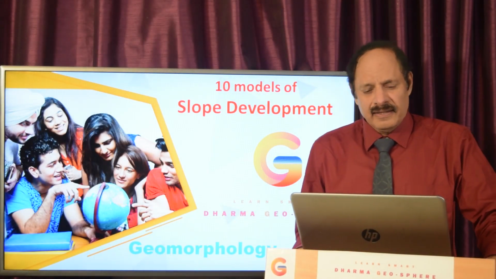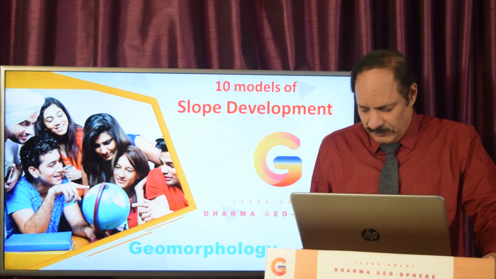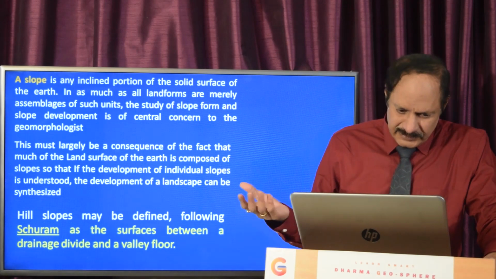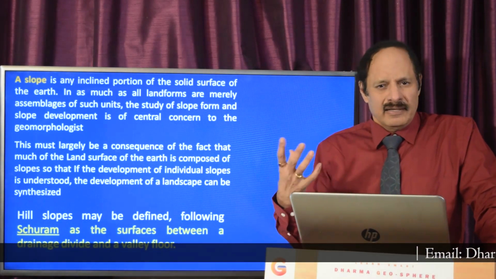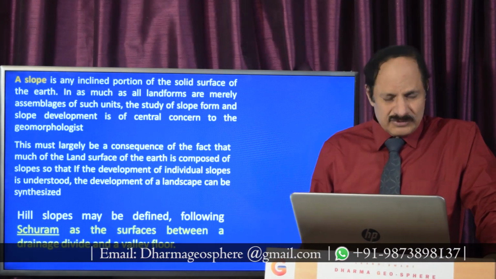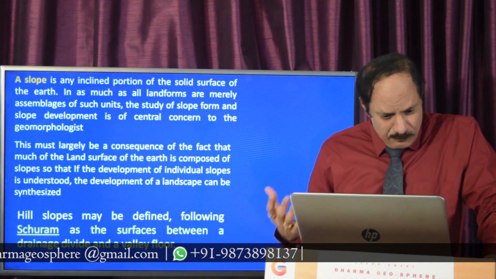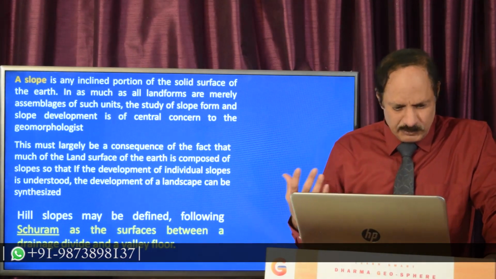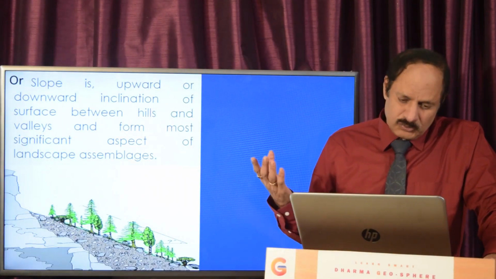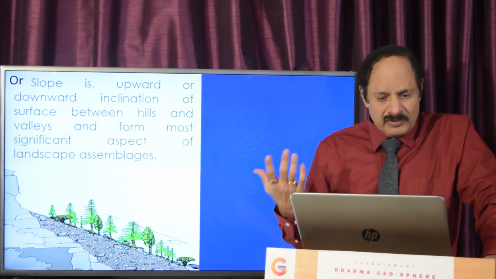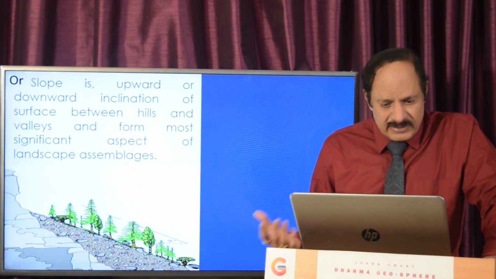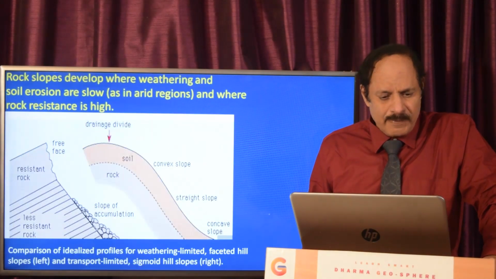So let us understand in more detail about slope development. Slope is any inclined portion of the solid surface of the earth, but you should define it by quoting somebody whose definition has stood the test of time, like Strahler. He said hill slopes may be defined as the surfaces between a drainage divide and a valley floor. Coming back home, it could also be said that the slope is an upward or a downward inclination of surface between hills and valleys and forms the most significant aspect of landscape assemblages.